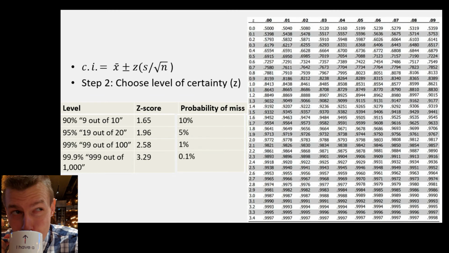Say we wanted a 2% probability of a miss. That's not in this usual suspects list on the left here. How do we get the corresponding z-score to plug into our confidence interval equation? The table on the right gives us all we need.